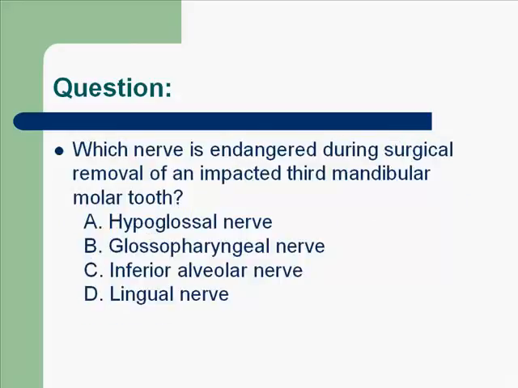Okay, which nerve is endangered during surgical removal of an impacted third mandibular molar tooth? Is it the hypoglossal, glossopharyngeal, inferior alveolar, or the lingual nerve? If you answered C, inferior alveolar nerve, you are correct. Remember that this nerve runs in the mandibular foramen and it's located near the roots of the teeth, so it might be endangered when removing an impacted tooth.